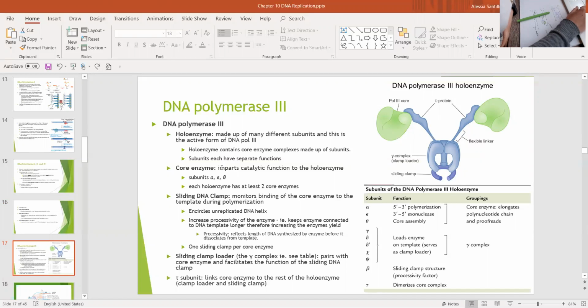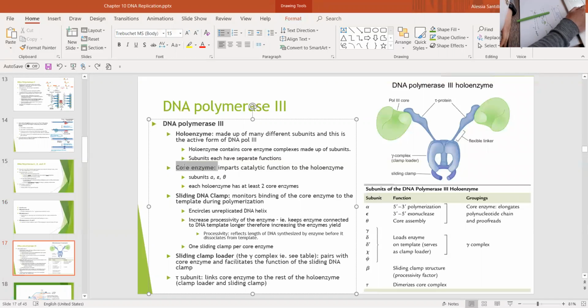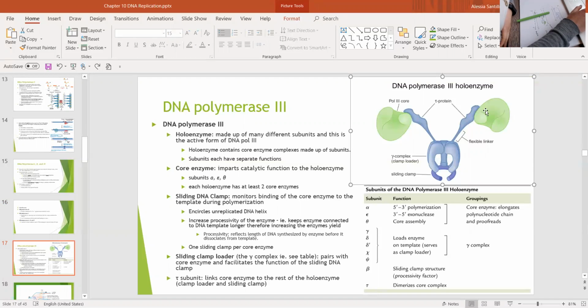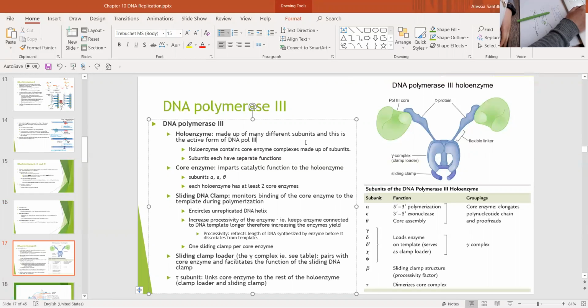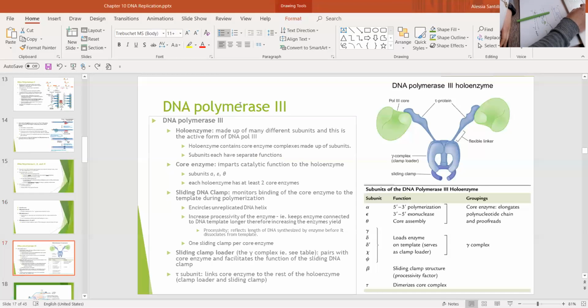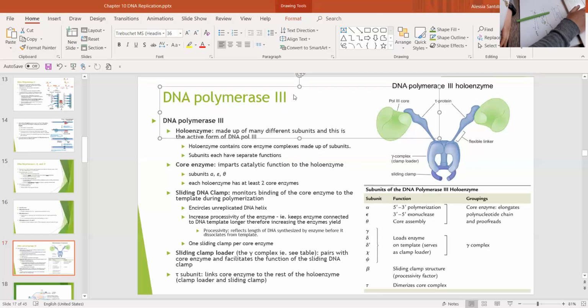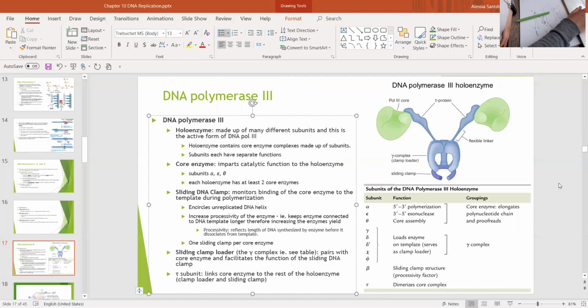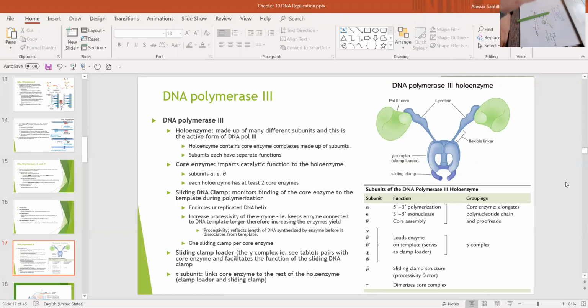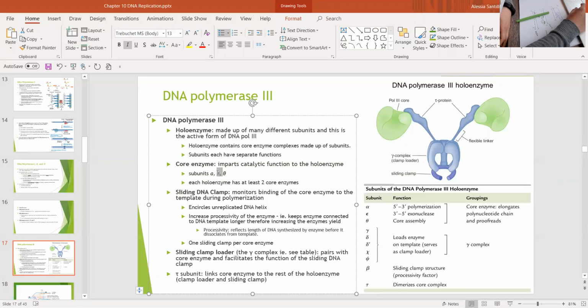Good word. So the core enzyme, this is where we actually have catalytic activity. See these two little green things? Those are the core enzymes, and this is where the core primary activity occurs. And this activity is possible because of, first off, the alpha subunit. The alpha subunit is the part of the enzyme that's actually responsible for the polymerization or the elongation of the DNA. Okay. The epsilon subunit is necessary for proofreading.